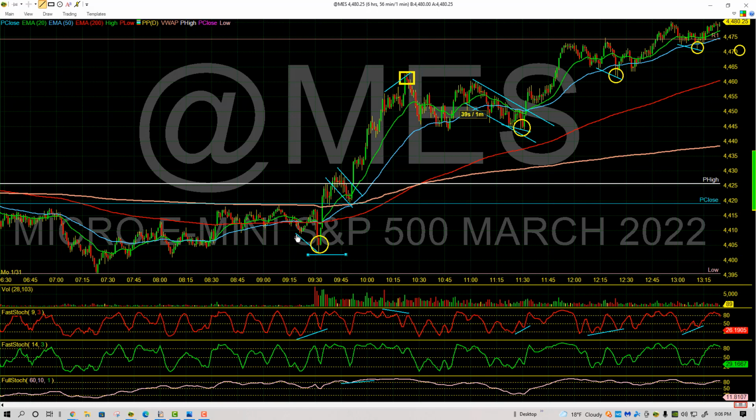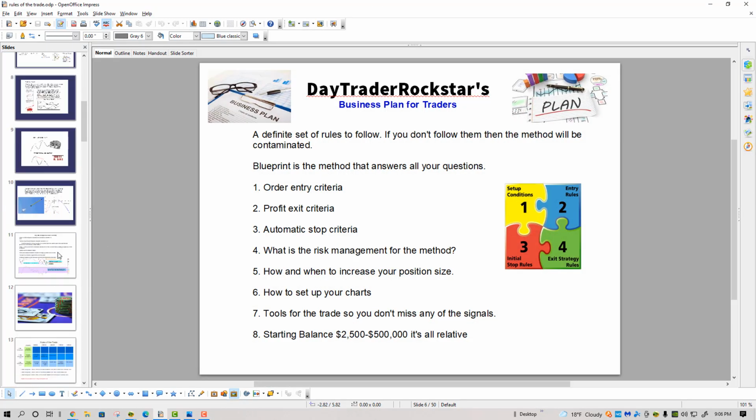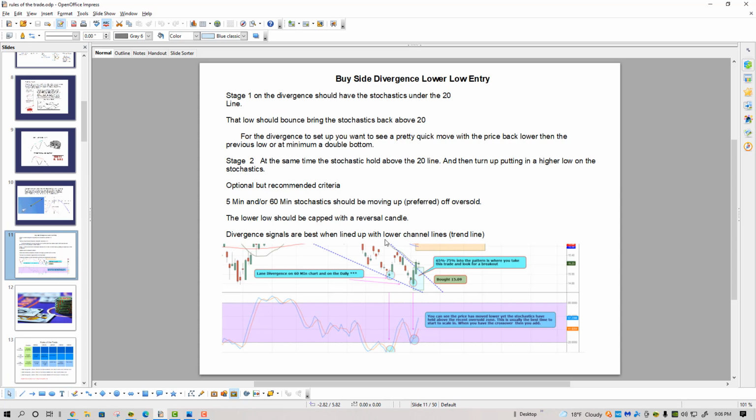There's 2 stages to a divergence. And again, I'm reviewing some of this stuff from the webinar here. We'll go back here. Again, stage 1, the divergence should be stochastics are under 20. So here's your stage 1, your low. And you can see that stochastics are under the 20 line here.